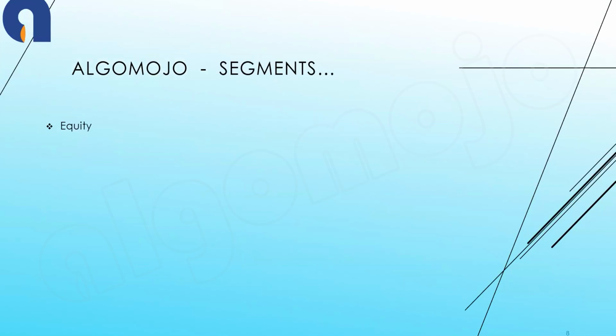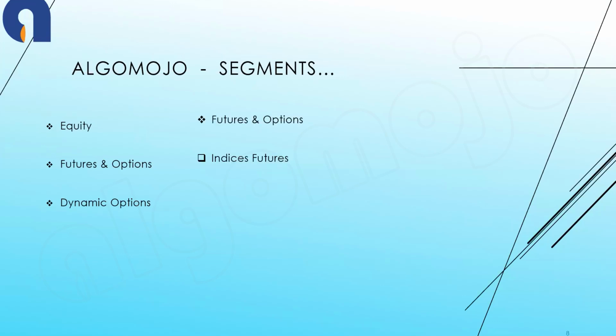The segments that you can trade are equities, futures and options, and dynamic options. When we say futures and options, we have seen people who want to trade a specific option for the day. To help those traders, you can select a particular strike, a certain CE or a PE that you want to trade every day on that particular day. You can use this futures and options tab and select that strike. Or if it is dynamic option, you can select the ATM, OTM, ITM strike prices.